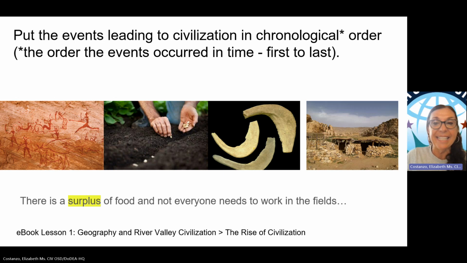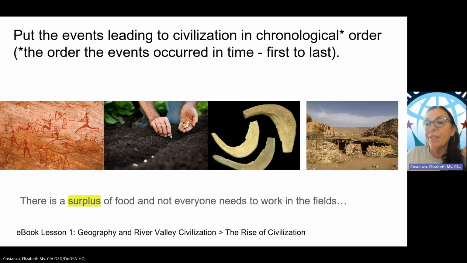Hunters and gatherers, planting seeds, using tools, and then the settlement of the villages. And then we're going to say, if you remember from yesterday's class, that now there's a surplus of food and not everyone needs to work in the fields. So let's turn and talk to your partner about what that means. What is surplus? So have the students turn and talk about what surplus means.